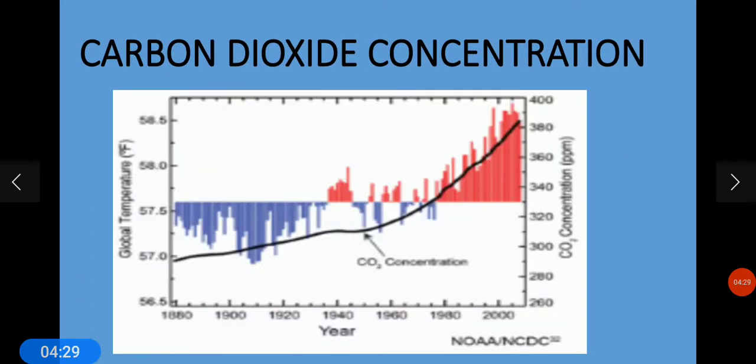Carbon dioxide concentration will cause a rise in global temperature. As the years progress, the carbon dioxide concentration will also increase. At the same time, there's an increase in global temperature. So, in other words, the rise of global temperature is directly proportional to the carbon dioxide concentration.